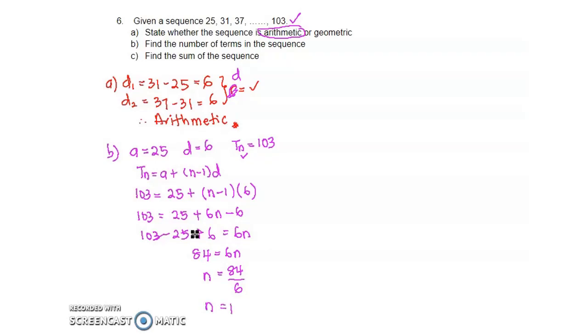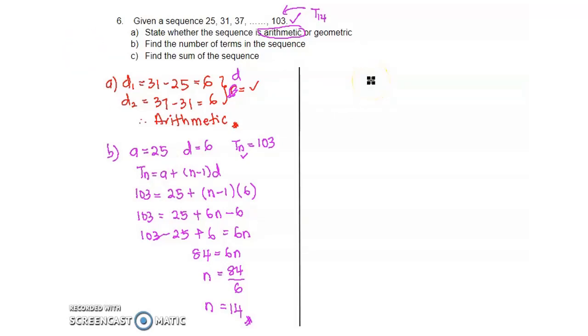Remember, the value of n cannot be negative. So in this sequence, 103 is the 14th term. So 103 is T14.